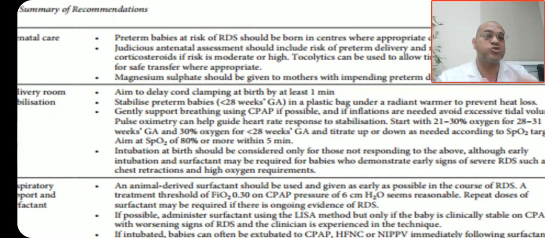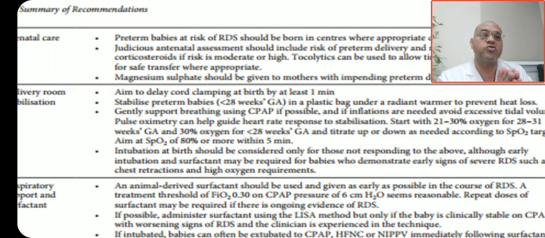So, you check the response for stabilization. Once you give positive pressure ventilation, you have to connect it to oxygen. How much oxygen do you have to give for such babies? Any baby less than 28 weeks, I have to start at 30%. If the baby is between 28 weeks to 31 weeks, I have to start between 21 to 30%. This is the oxygen I have to give.